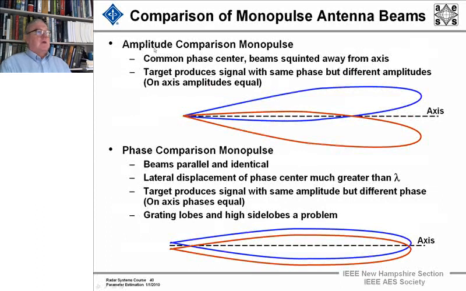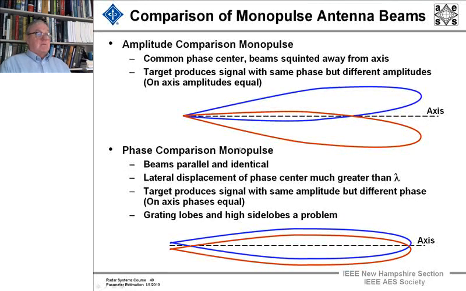Comparing the 2 methods of amplitude comparison monopulse and phase comparison monopulse. With amplitude comparison monopulse, we have a common phase center, and the beams are squinted away from the central axis of the boresight of the one antenna. And the target produces a signal with the same phase but with different amplitudes. The on-axis amplitudes are equal.